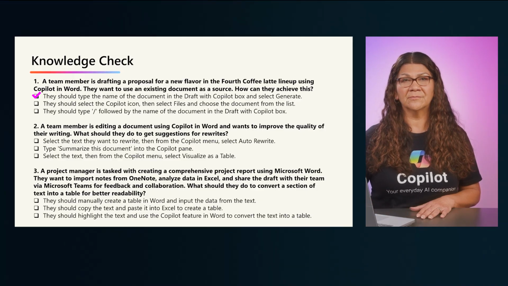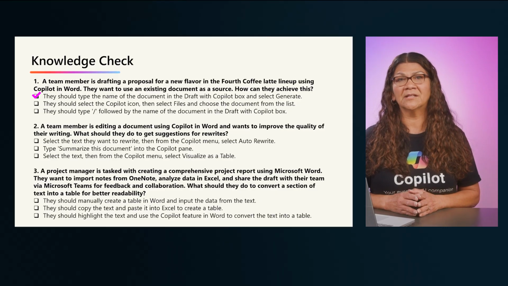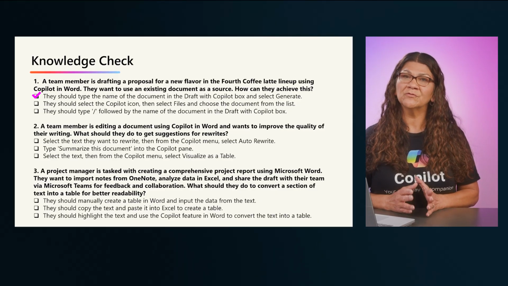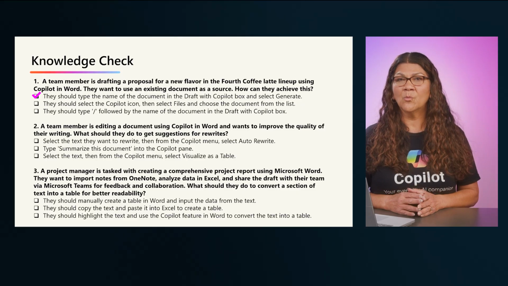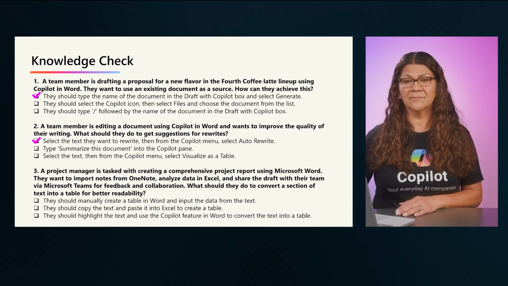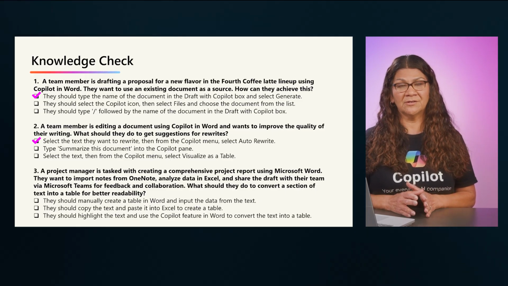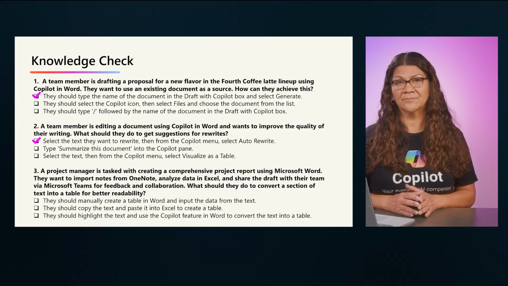Question 2. A team member is editing a document using Copilot in Word and wants to improve the quality of their writing. What should they do to get suggestions for rewrites? Answer: select the text they want to rewrite, and then from the Copilot menu, select Auto Rewrite.